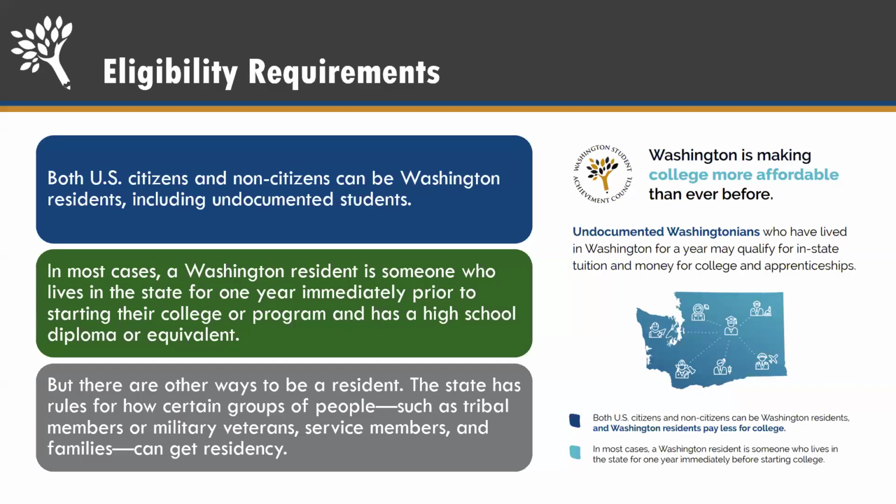Of course, for eligibility requirements, Washington state aid means that you need to be a Washingtonian. Washington state aid is for US citizens, but also non-citizens who are Washington residents can access Washington state aid. So in most cases, Washington residency is someone who has lived in Washington state for 12 consecutive months prior to starting college and has a high school diploma or equivalent. So they're maintaining a domicile in Washington state for 12 consecutive months for purposes other than college.